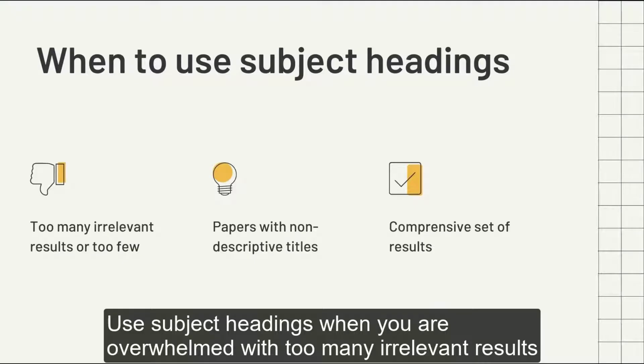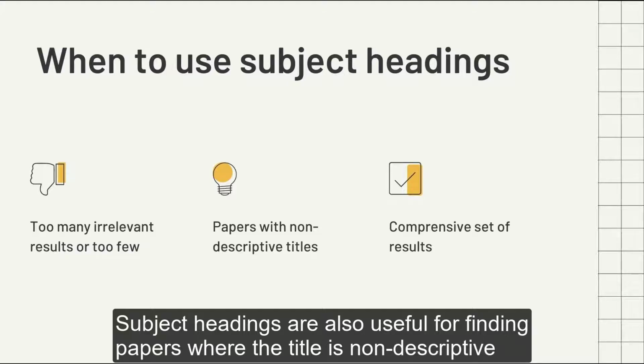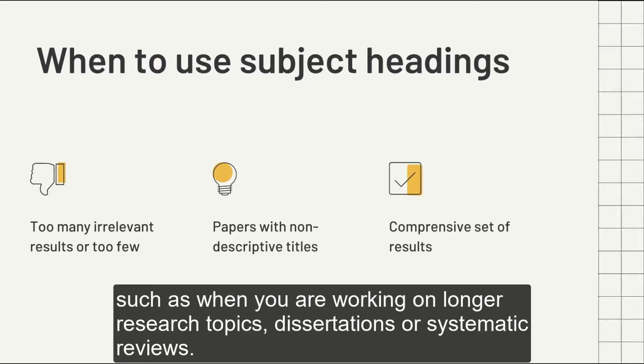Use subject headings when you are overwhelmed with too many irrelevant results or underwhelmed with too few results when doing initial keyword searches. Subject headings are also useful for finding papers where the title is non-descriptive or where there is no abstract. Most importantly, subject headings are vital when you need a comprehensive set of results, such as when you are working on a longer research topic, dissertations or systematic reviews.